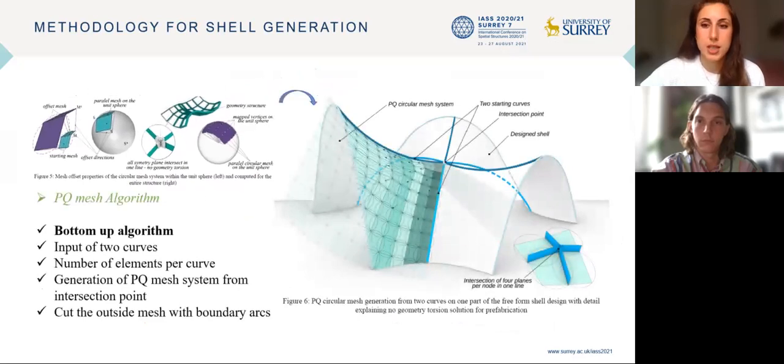Our algorithm presents a bottom-up approach of PQ mesh generation, starting with two inputted curves and the number of elements, based on the number of elements and circular mesh system properties. The algorithm generates a PQ mesh system with a tendency to fulfill the previously mentioned prefabrication conditions for every model. Looking at the shell design and the boundary vertical arcs, you can see that they are supposed to cut this part in order to get the final design. And here in the small detail, you can see the principle of no geometric torsion.